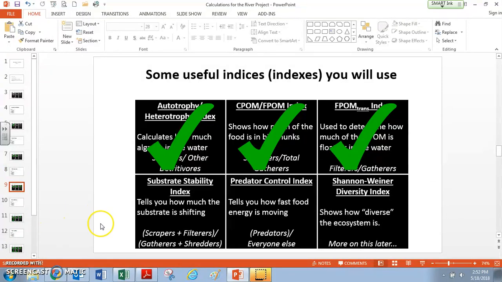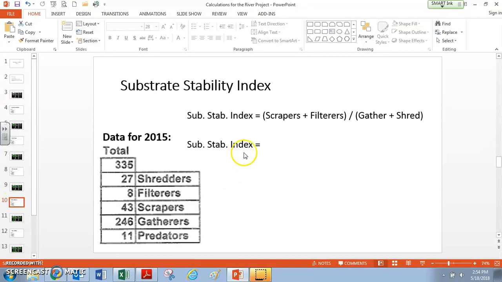The substrate stability index tells us how stable the surface of the riverbed is. If the riverbed is not stable, then we're going to have a low number. If it's very stable, we'll have a high number, closer to 1. Now you might guess from walking around out there, watching people walk around out there, that it's probably not a very high number, and you would be right. To calculate this, we take scrapers and filterers and divide that by gatherers and shredders, which I've abbreviated here for space.